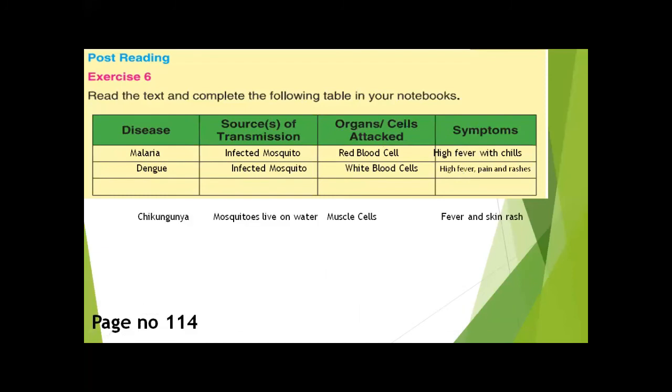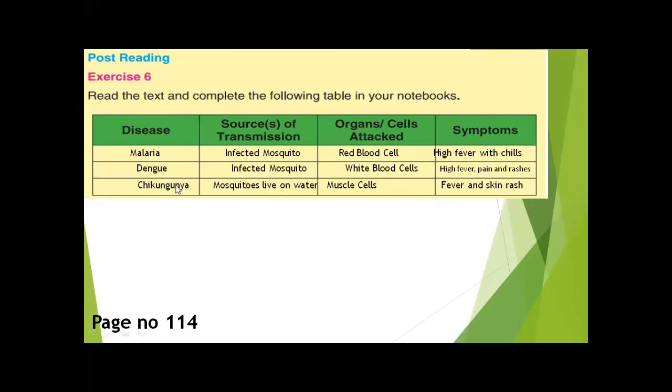Now, third disease is chikungunya. Source of transmission, mosquitoes that live in stagnant or polluted water. Cells attacked, muscle cells. What are the symptoms? Fever and skin rash. So this is all about the disease, source of transmission, organ cells attacked, and the symptoms of these three diseases. Please take a screenshot. It will be easier for you to complete the work in your book.